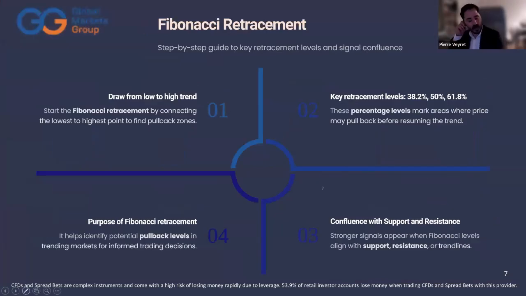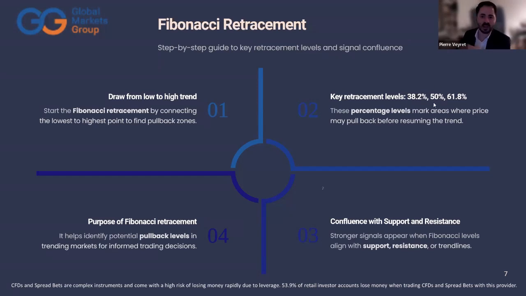All right, now let's move on to Fibonacci tools, and we're going to start off with Fibonacci retracement. This is a step-by-step guide to key retracement levels and signal confluence. In an uptrend, you want to draw from low to high, and reverse in downtrends, of course. Key levels are 38.2%, 50%, and 61.8%. You've got more levels than that, but these are the most significant ones.